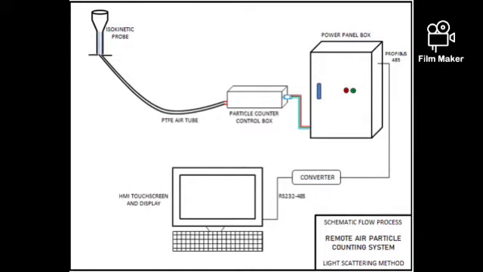The remote air particle counter, which applies light scattering theory, mainly consists of four main parts. These main parts are schematically shown with their functions. First is the isokinetic probe. Second is the particle counter control box. Third is the power panel box. And the last is the HMI, which can be a touchscreen or PC. Now, let us break down these parts one by one.